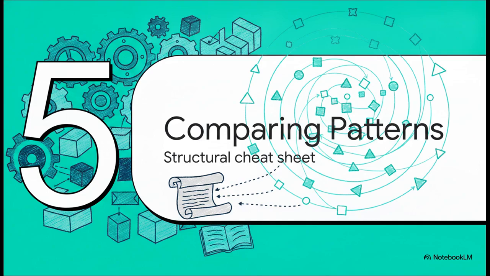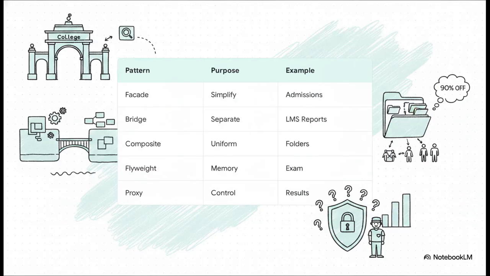Section 5. Comparing the patterns. We have definitely covered a lot of ground really quickly here. Let's slow the pace down just for a second. If you're taking notes, you might want to screenshot this part. So the crucial point is understanding how each pattern uniquely solves a specific architectural headache in our college ecosystem.